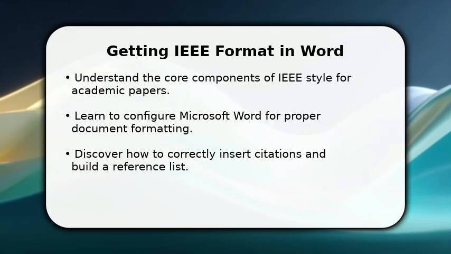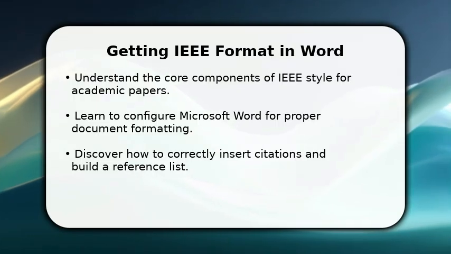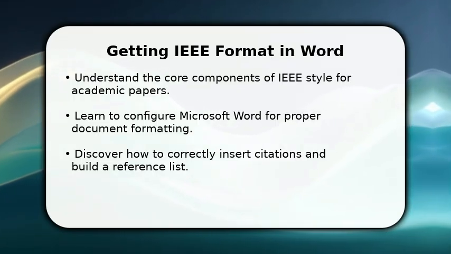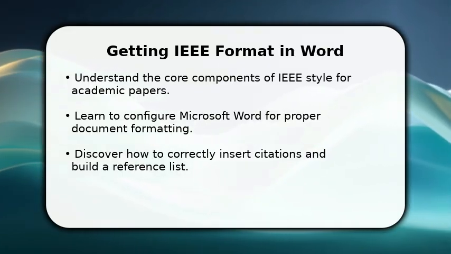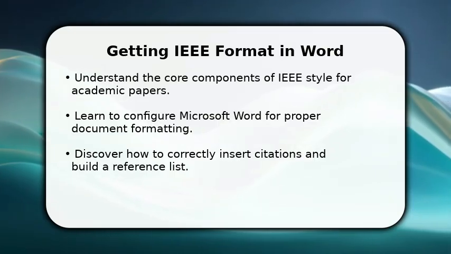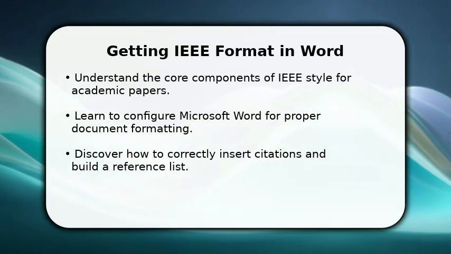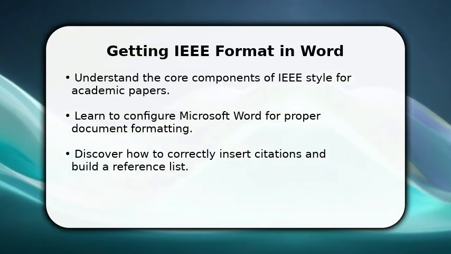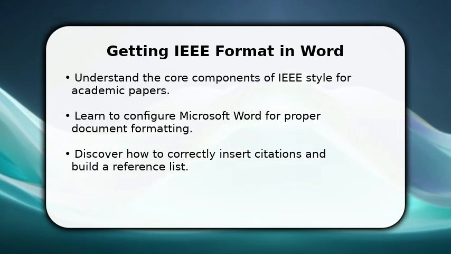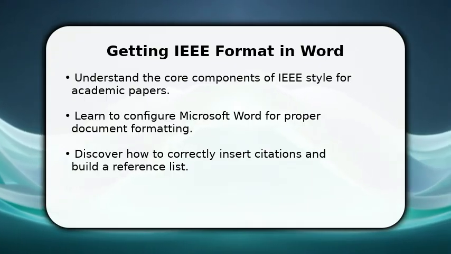Enjoy the video. In this video, I will explain how to get IEEE format in Word. We will begin by understanding the fundamental elements of IEEE style, which is crucial for technical writing. Then, we will dive into configuring your Microsoft Word document to meet these specific guidelines. You'll learn the precise steps for inserting citations and automatically generating your reference list. Finally, we'll cover some key tips to ensure your document remains perfectly compliant with IEEE standards throughout your writing process.